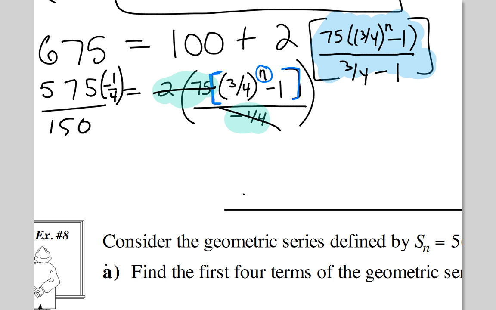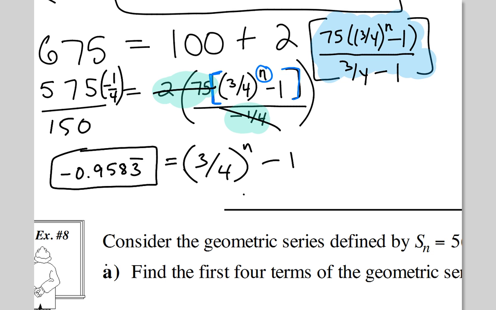So, need a calculator. We got 150. No, 575. We're going to times that by negative 1/4 in a bracket, and then divide by 150. This is some random number like negative 0.9583 repeating. And that equals 3/4 to the n minus 1. You can take this, you can go math fraction, and you'll get negative 23. Can someone do that math fraction on this? Anybody? Negative 23 over 24 equals 3 over 4 to the n minus 1.